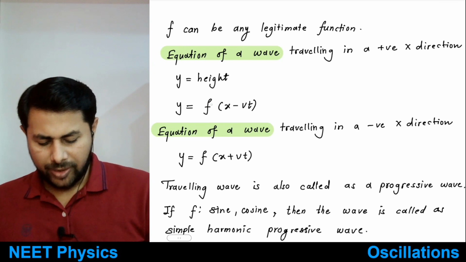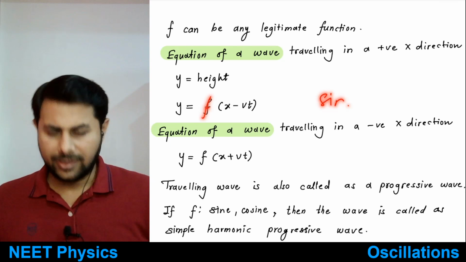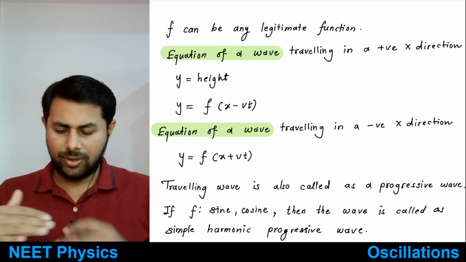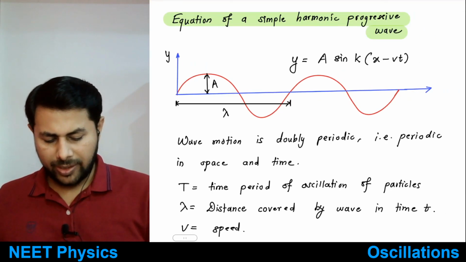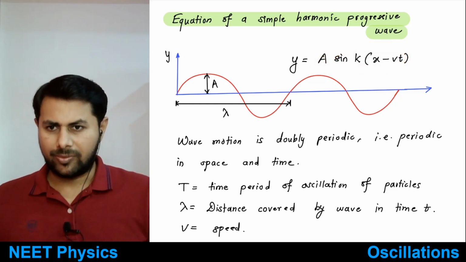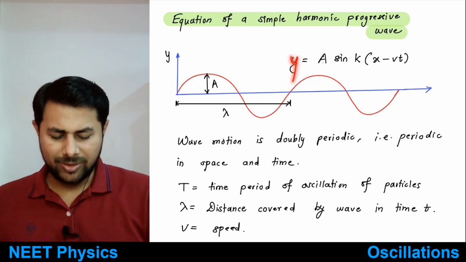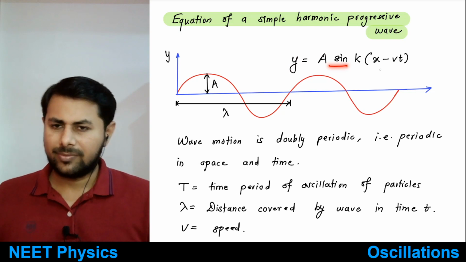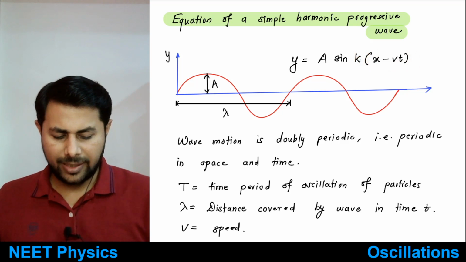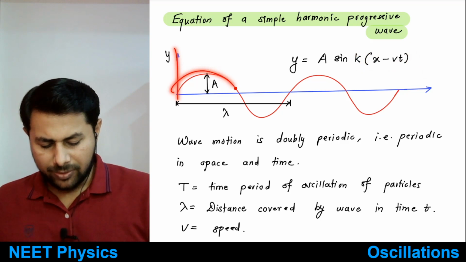But now see, we have this function f. Suppose f is a sine function, and sine will have a maximum value of 1, right? So to represent the amplitude, we multiply the sine function with a. So a represents the amplitude of the wave, because every time the amplitude will not be equal to 1. The amplitude will be different. So y is equal to some amplitude multiplied by sine of k times (x minus vt). Okay, k is some constant, right? So then see, the wave will look like this.